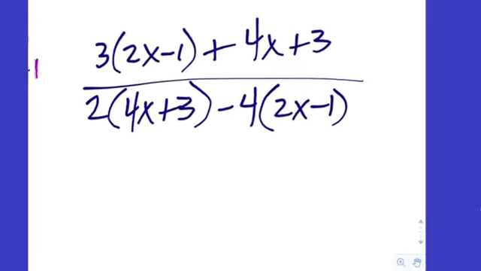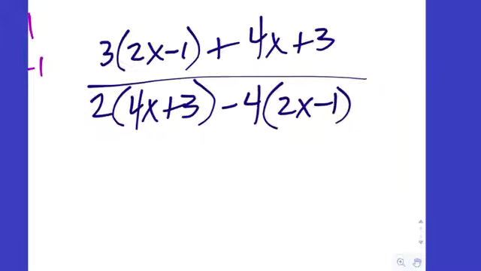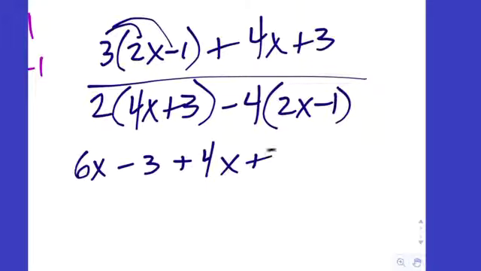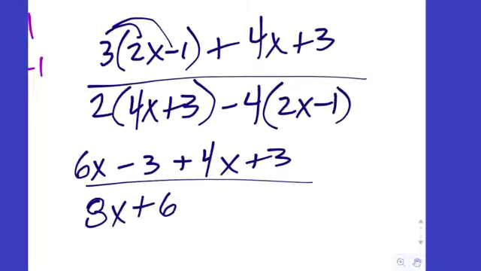Now we need to simplify all this. So the next step now is to expand everything out. A lot of algebra here, which is good. It's good for you, too. We get 6x minus 3 plus 8x plus 6 in the numerator, and 8x plus 6 minus 8x plus 4 in the denominator. You should not be bored working these problems.